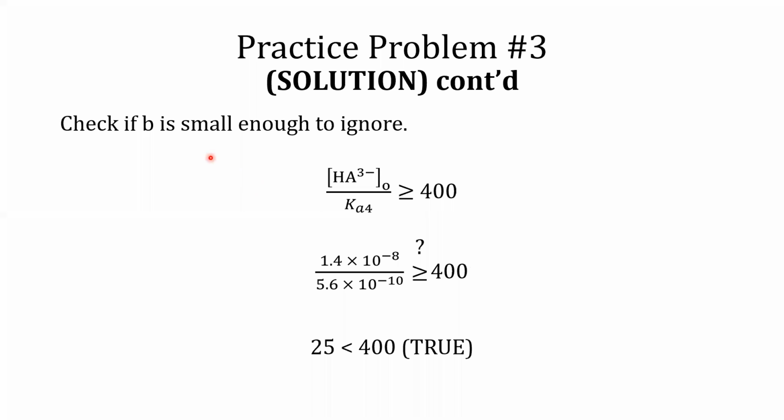To determine if B is small enough to ignore, one needs to take the concentration of hydrogen diphosphate divided by Ka4's value to see if the ratio is greater than or equal to 400. In the end, the ratio equals 25, and since it's not greater than or equal to 400, the assumption that B is small is invalid. One needs to either use the quadratic equation or successive approximation method to solve for B. For this part of the problem, like before, we will use the successive approximation method.